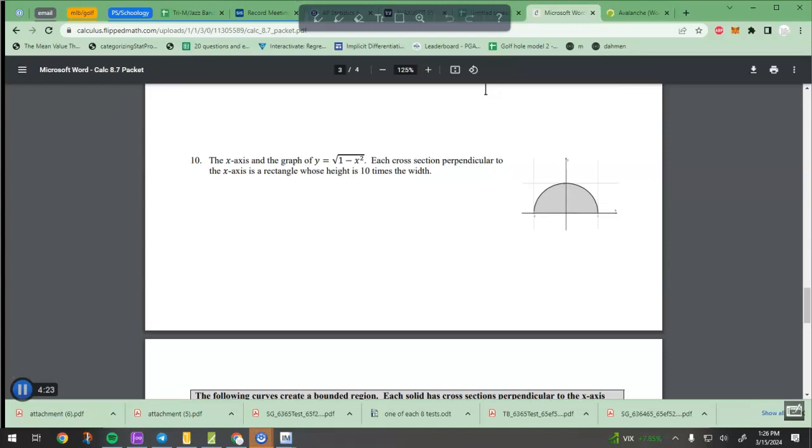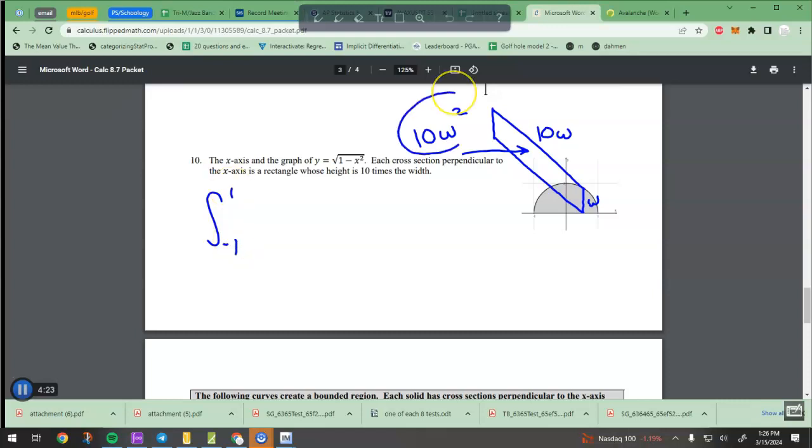Alright, perpendicular to the x-axis. Here, each cross section is a rectangle, but the height is 10 times the width. So that's your w, that's 10w. And then the area of each little rectangle would be 10w squared. I'm going to integrate, and everything I put in here needs to be x values because we're perpendicular to the x-axis. This is in terms of x already because it's solved for y. My x values of the shape are negative 1 and 1. The area is 10w squared.